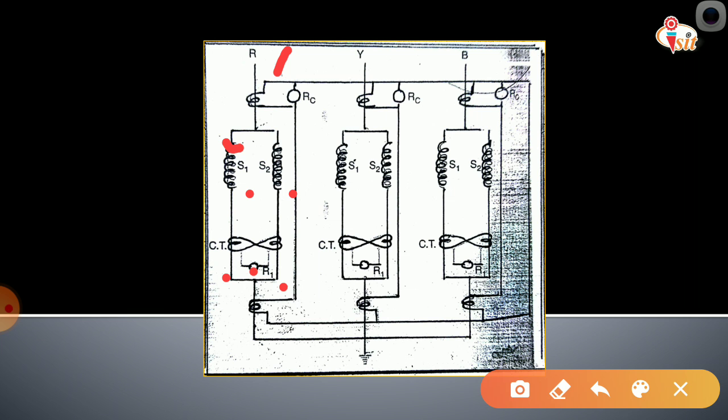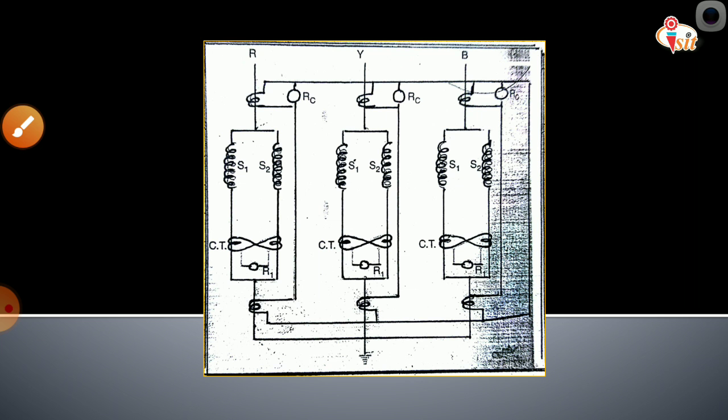Similarly, what happens for the R phase is the same for the Y phase and the B phase. In each there are two windings S1 S2 and CTs. Similarly, in the B phase there are S1 S2 and a relay coil. So RC will provide protection against phase to phase fault and phase to ground fault, whereas R1 will provide the protection against the interturn faults. So this is the simple construction and working of the interturn fault protection.